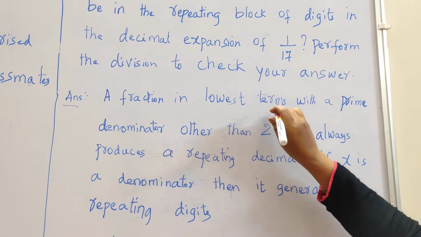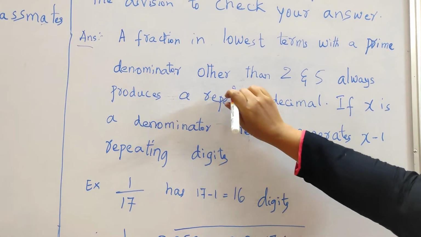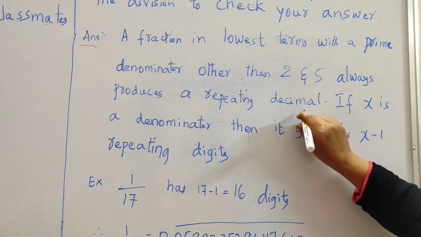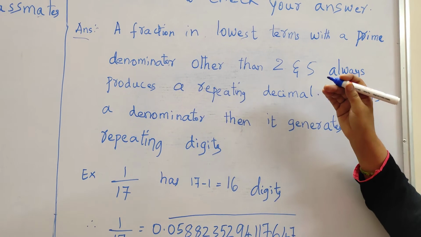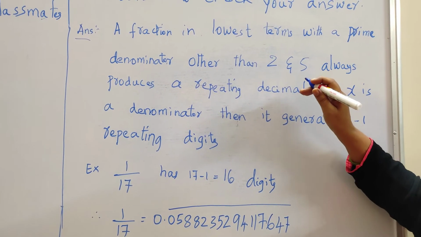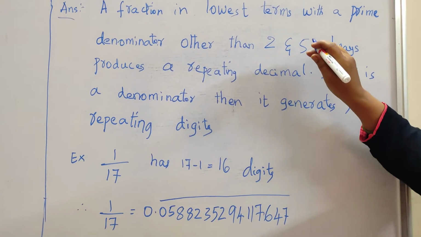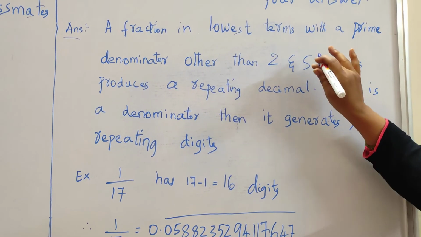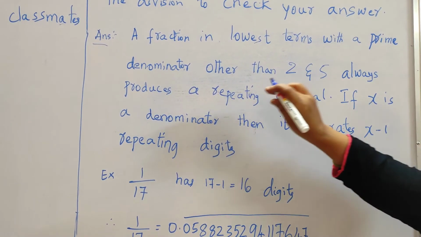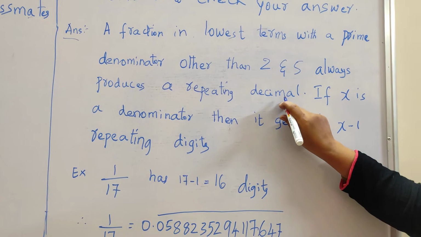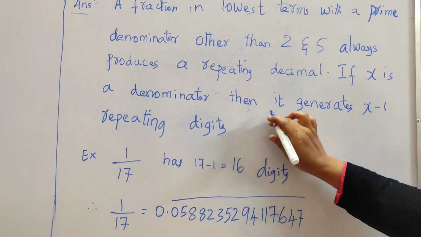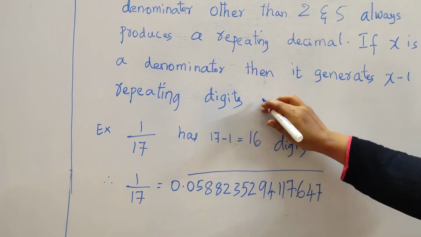A fraction in lowest terms with a prime denominator other than 2 and 5 always produces a repeating decimal. Mathematically we have a statement that when you have any fraction in lowest terms, if the denominator is other than 2 and 5, then it produces a repeating decimal. If the denominator is a prime number x, then it generates x minus 1 repeating digits.